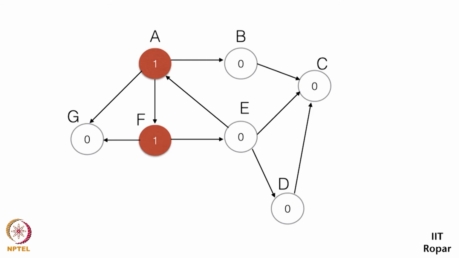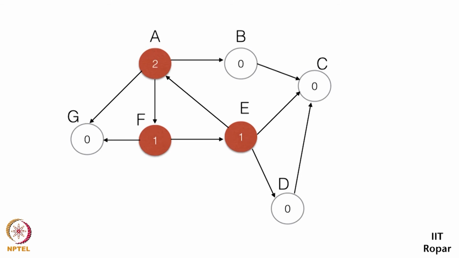Then we will look for the neighbors of F. What are the neighbors of F? We have G and E. We will pick a node randomly from the set of neighbors of F and increment its counter. We have picked E and incremented its counter to 1. Then what are the neighbors of E? We have A, C and D. Now we have to pick a node randomly from this particular set. What is the set here? The set is A, C and D. We'll pick a node randomly. We have picked A and incremented its counter.